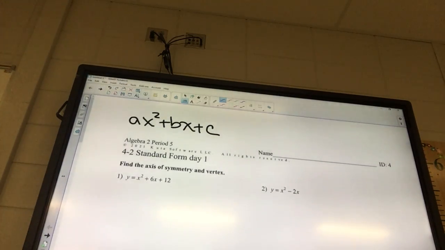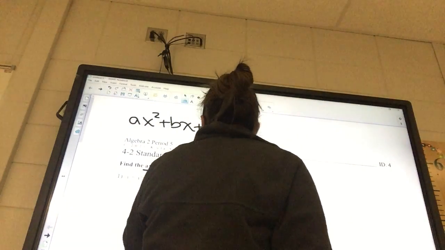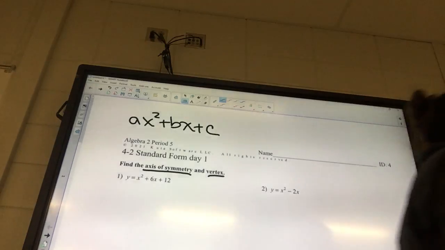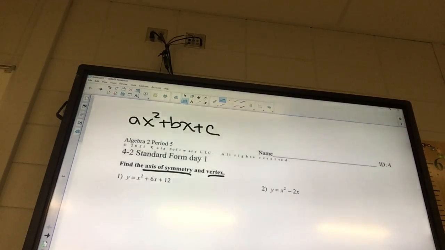Okay, so how we can figure out what is, because the instructions say find the axis of symmetry and the vertex. And so that's what we need to do. And so today it's kind of a lot of algebra. Technically you could graph it with the axis of symmetry and vertex from this, but we're just going to figure out how to find them today.